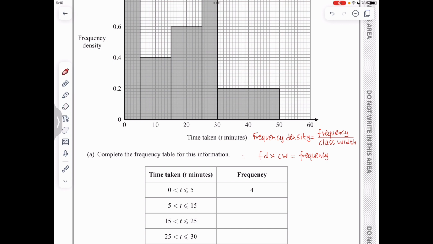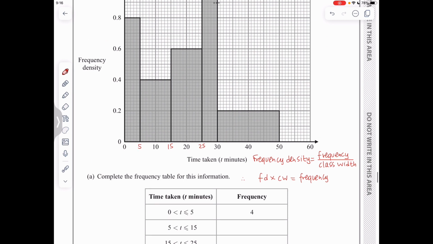So I will go on my histogram. The point here between 0 and 10 is 5, then it's 15, then it's 25, and I will start calculating the areas. For the first bar, it has a width of 5 and a height of 0.8. So this has an area of 5 times 0.8, which is equal to 4. For the second bar, it's 10 times 0.4, which is equal to 4. For the third bar, it's 10 times 0.6, which is equal to 6.